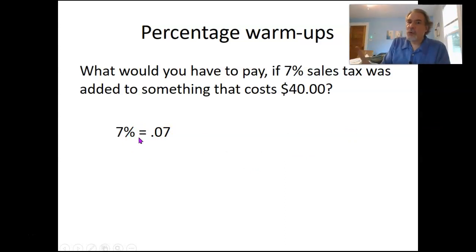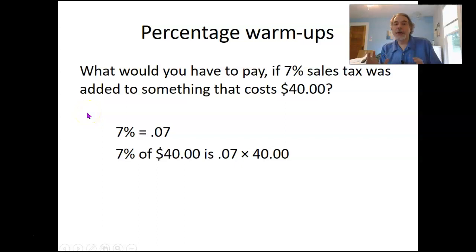7% means 0.07. Percent means per 100. And so to convert that to a decimal, we have to divide by 100, which is equivalent to just moving the decimal point over 2 spaces. So when you're converting percents, always move the decimal point 2 digits. And then 7% of something would be 0.07 times that thing. In this case, it's the $40 price.